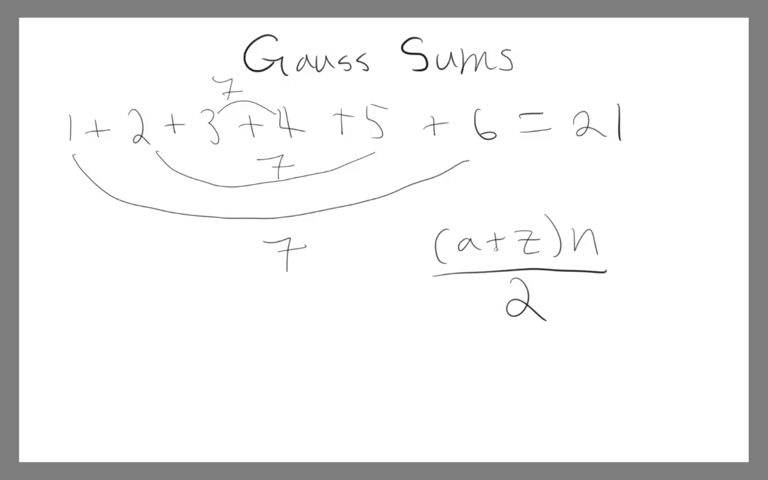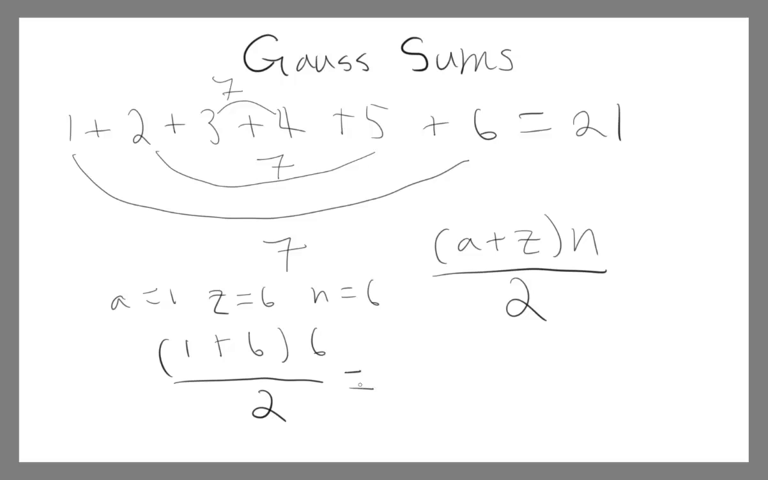So let's just try this formula out. Let's substitute in all these numbers that we have in our previous example. Okay, so A is equal to 1, Z is equal to 6, and N is equal to 6. So 1 plus 6 in the parentheses multiplied by 6 divided by 2. Now this should give us the answer that we previously got here. This should give us 21.